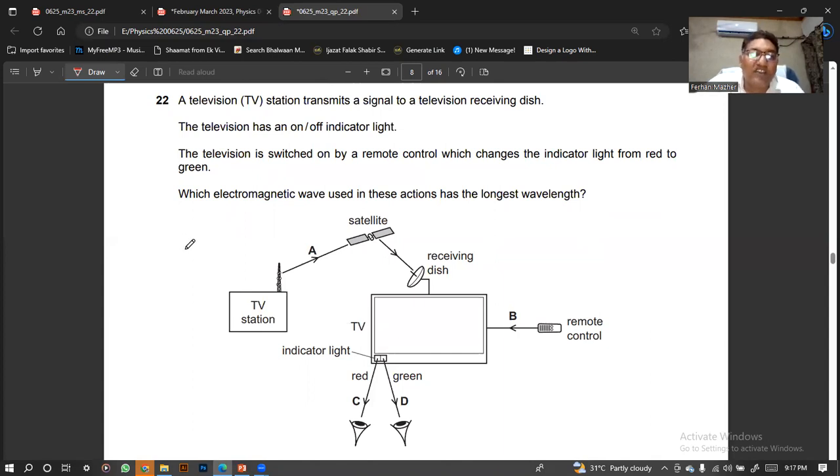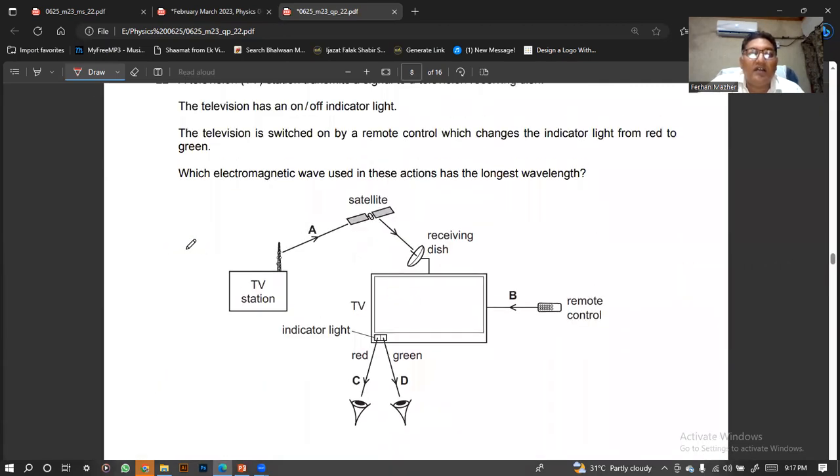Okay, so their question is, which of the electromagnetic waves used here has the longest wavelength? From TV station to satellite, from satellite to dish, this is microwave, okay? So the electromagnetic wave used is microwave here. And the electromagnetic wave used to control the television by the remote control is infrared. And this is visible light, VL, the colors you see.